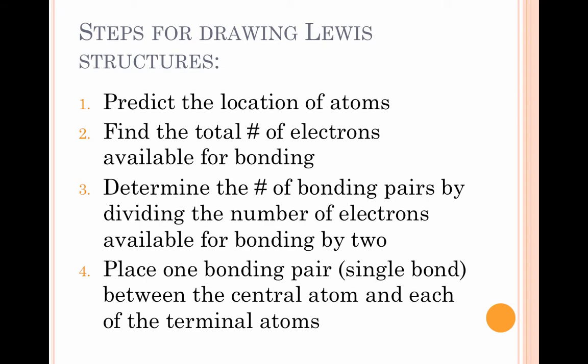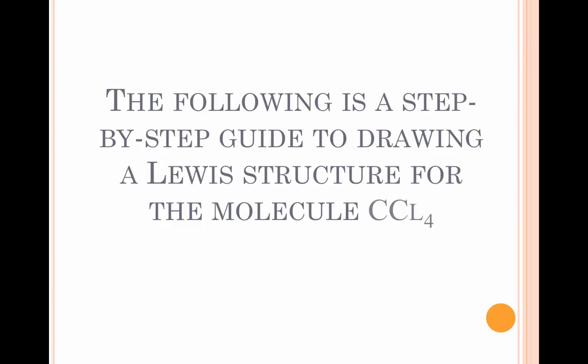And then finally, you're going to place 1 bonding pair, a single bond, between each central atom and the terminal atoms. Remember, the central atom is the one in the center or the middle. The terminal atoms are the ones on the end. So the easiest way to learn this is just by looking at an example. What we're going to do is step by step figure out how to draw a Lewis structure for the molecule CCl4.